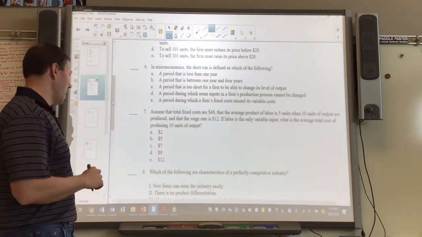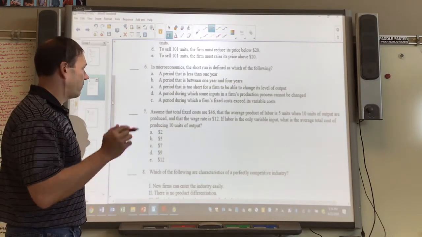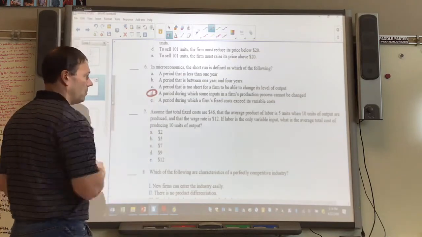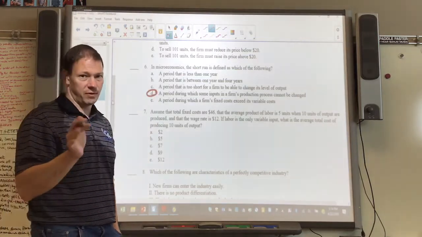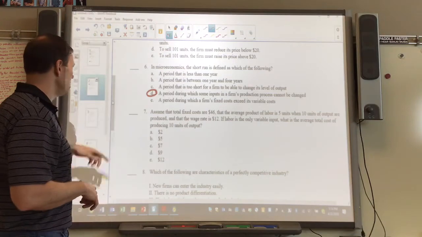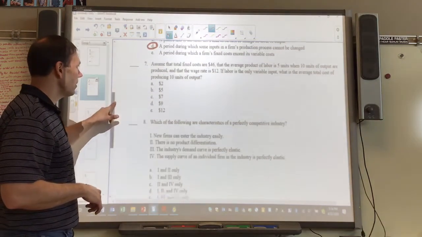Number six, in microeconomics, how do we define the short run? We define it as a period where some inputs, specifically usually fixed resources, cannot be changed. So number six is D.